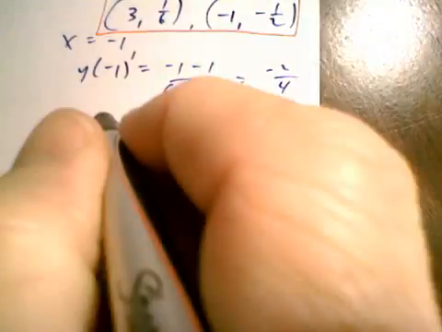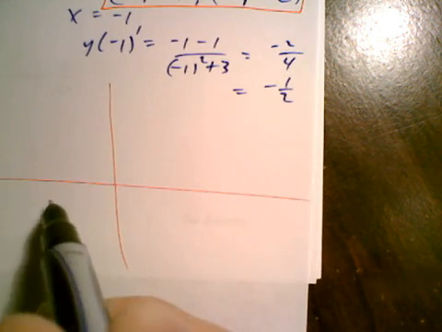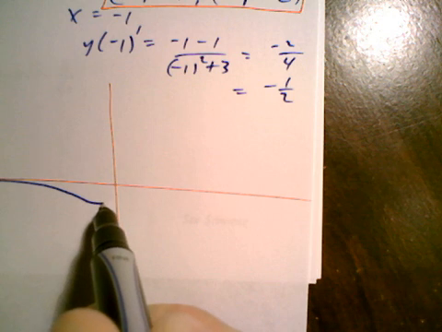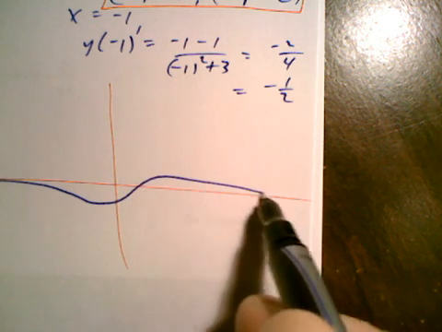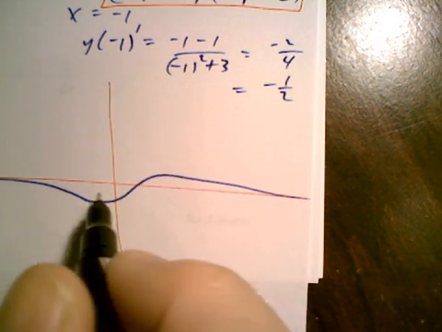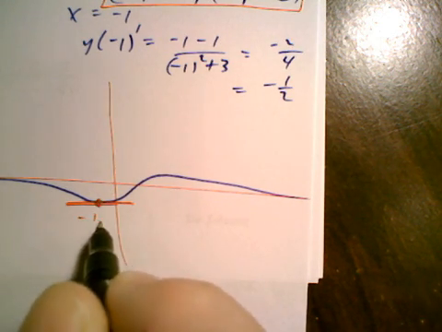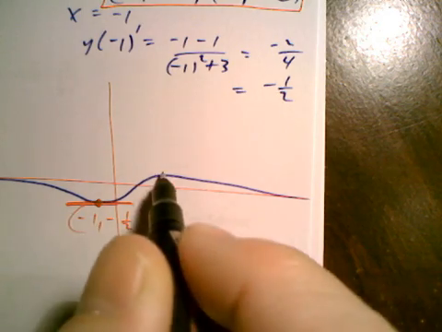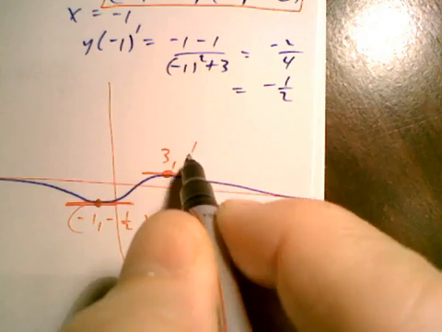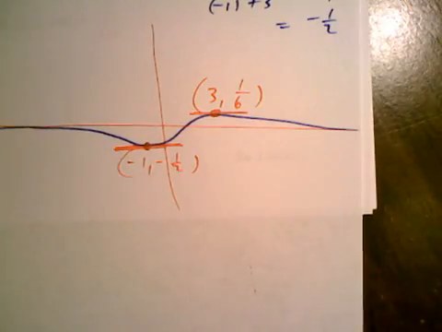Okay, so anyway, let's see here. 3, 1/6. So if the graph looks like this, and then negative 1, negative 1/2, it kind of comes in like this, and goes down like that. And right here, we have a horizontal tangent line at negative 1, negative 1/2. And right over here we have a horizontal tangent line at 3, 1/6. And that's basically what the graph looks like.